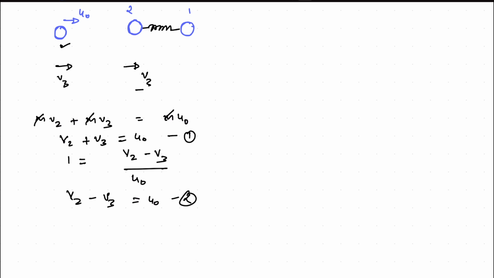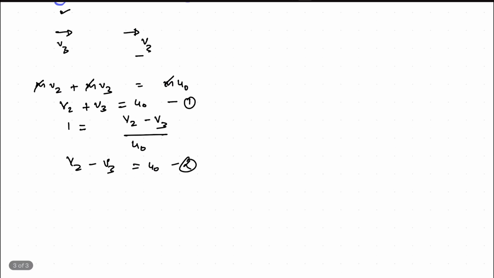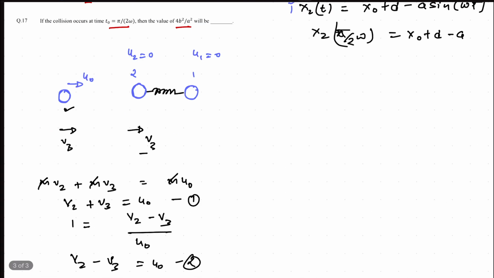So what are we getting from here? It is quite simple: 2 v2 is 2 u0, so v2 is u0. Now look, I could have done it directly. I did the calculation in the previous question as well, but these calculations are not even required if you know that when two masses of the same mass collide elastically, the velocities will be exchanged. That's why the second particle gets a velocity of u0 and the third particle will be at rest. All right, so we got this.